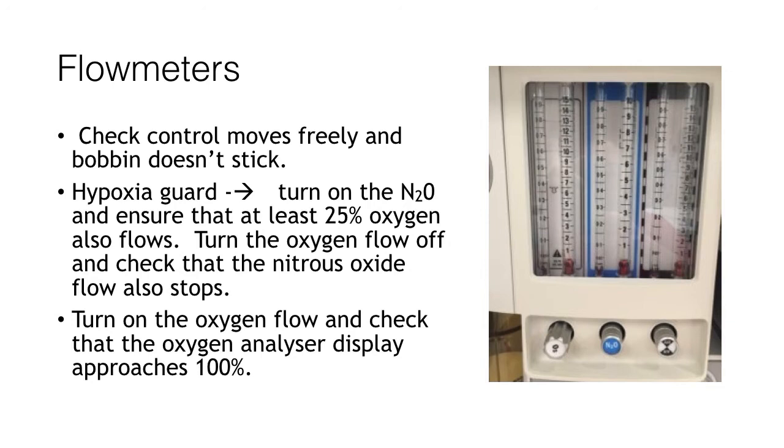At this point, you should also check the hypoxia guard. This is where you turn on nitrous oxide, and by visualizing the flow meter, you can see that at least 25% oxygen will also flow to prevent a hypoxic mixture being delivered to the patient. If you then subsequently turn the oxygen flow off, we should see that the nitrous oxide flow will also stop.